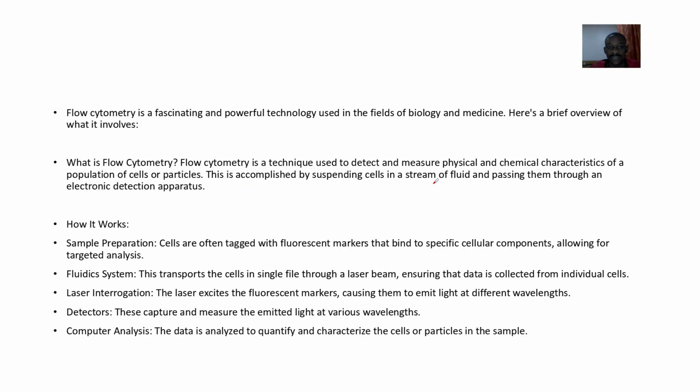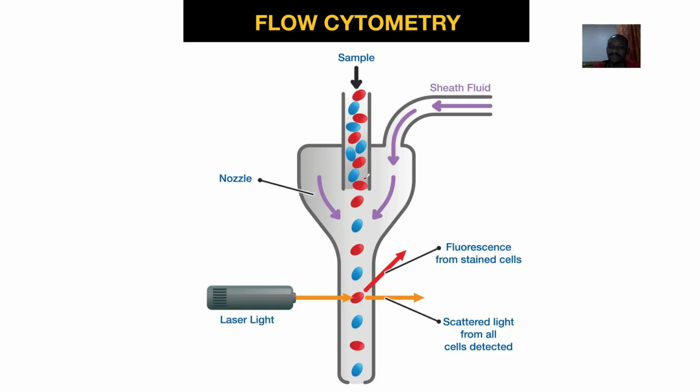Okay, so let's move on, guys. Flow cytometry is a fascinating and powerful technology which is used in the fields of biology and medicine. So what is flow cytometry? It's a technique used to detect and measure physical and chemical characteristics of a population of particular cells or particles. This is accomplished by suspending cells in a stream of fluid, then passing them through an electronic detection apparatus like this.